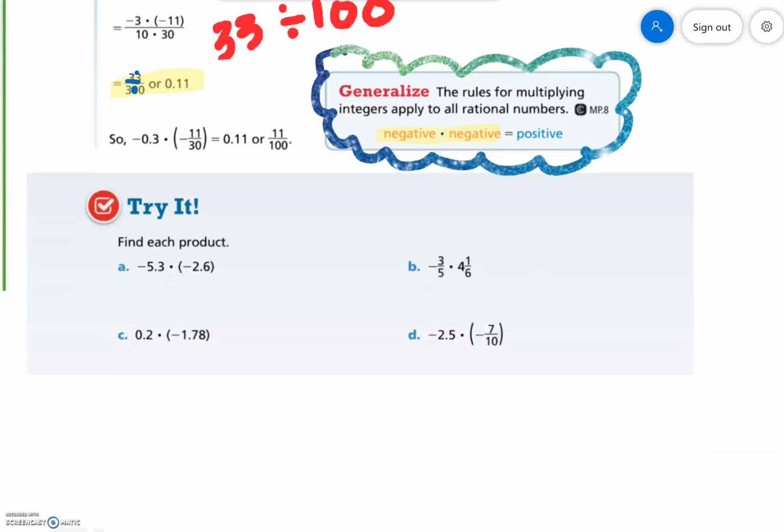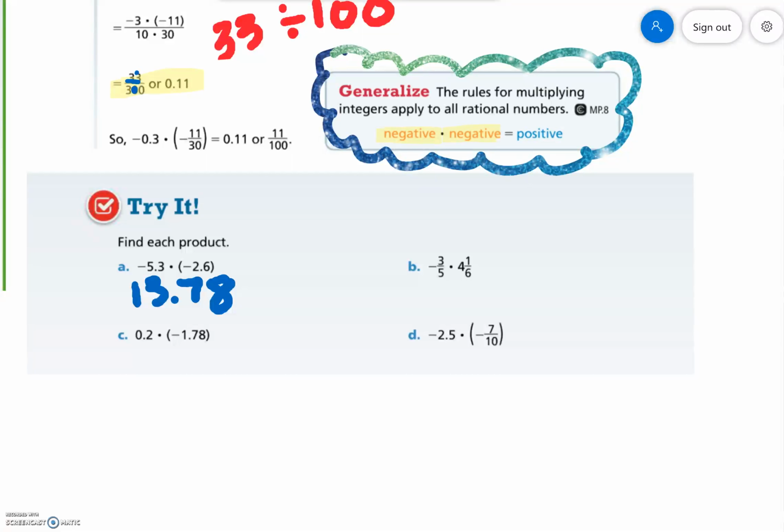Okay, I want you to try these 4 on your own. Pause the video and we will ask for some participation and fill them out. Okay, hopefully most of you participated. I'm going to quickly go through these. Negative 5.3 times negative 2.6. Well, it's a negative times a negative. I know my answer is going to be a positive 13.78.